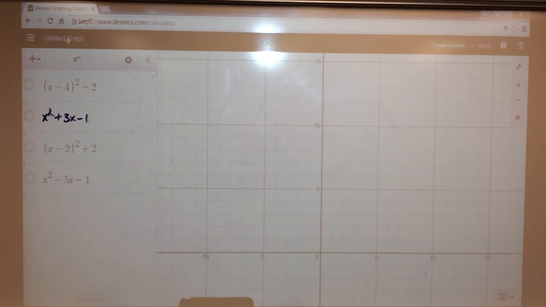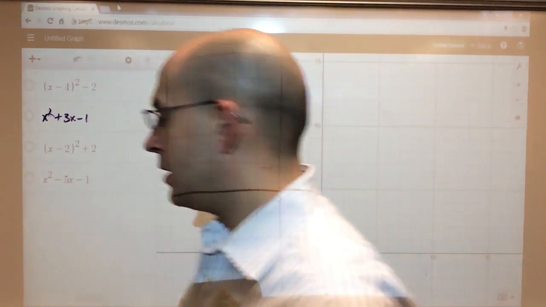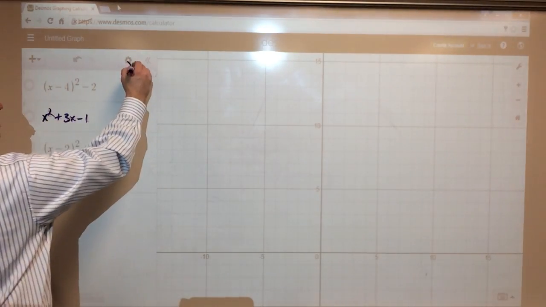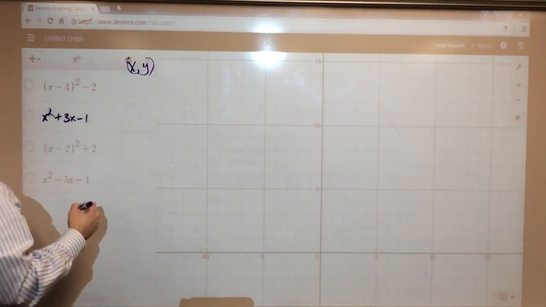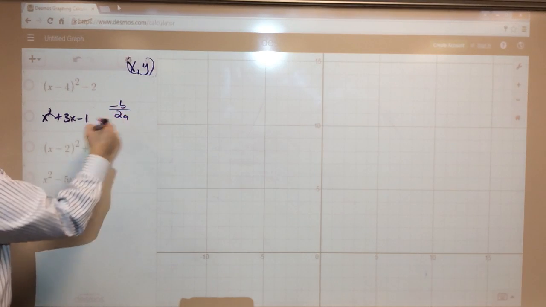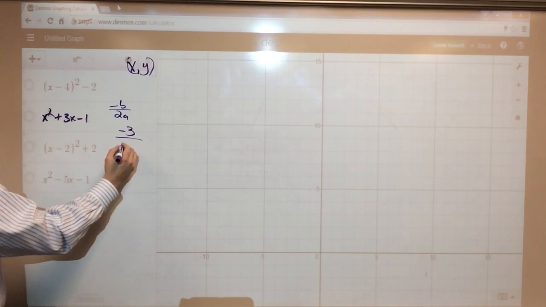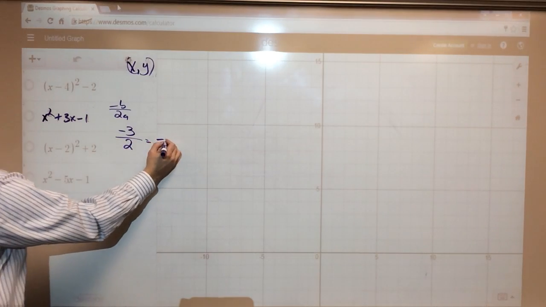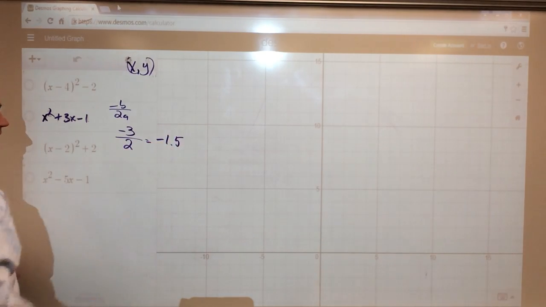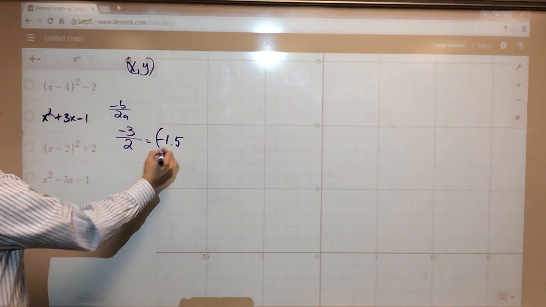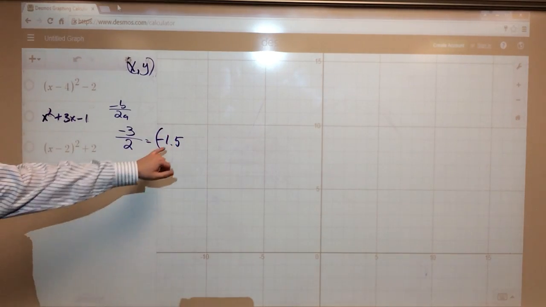That's how I find the x part of the vertex, because remember, a vertex is an x comma y point. Negative b over 2a is how I find the vertex in standard form. So negative b is negative 3, over 2 times 1, which is going to be 2. This is going to be ugly. So I have a negative 1.5 x value. I kind of wish I didn't do that. Okay. That's the x value.